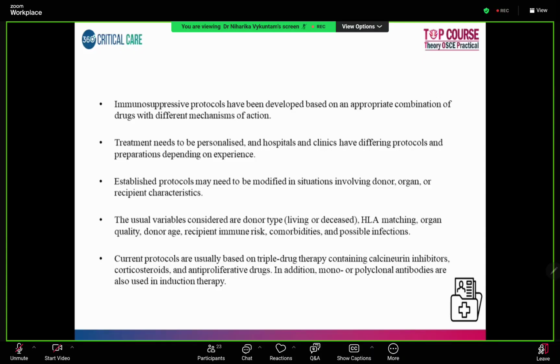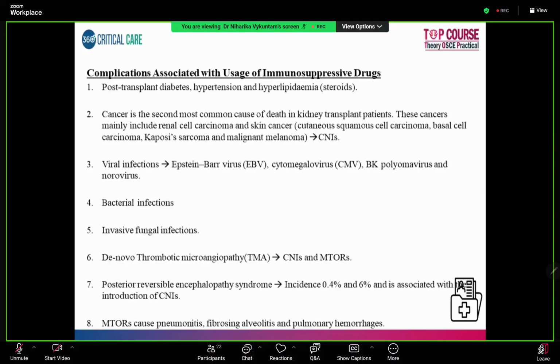In addition, you have the antibodies which are used in induction therapy. So, in conclusion, we usually use ATG for the induction therapy, and for the maintenance therapy, tacrolimus plus mycophenolate plus methylprednisolone. This is the commonly followed protocol in our hospital, most probably in other hospitals also.